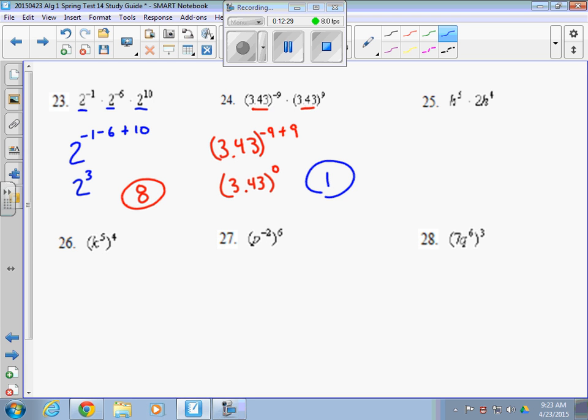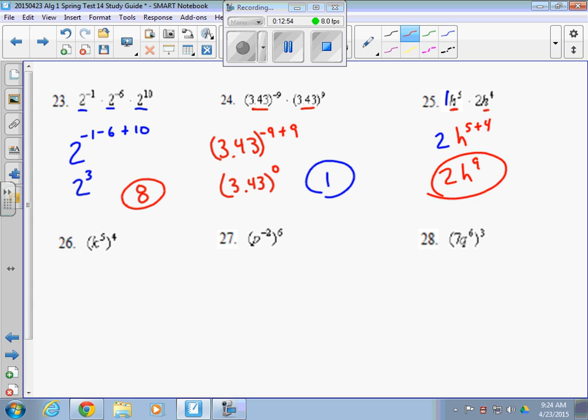This next one, if you need to look at the coefficient 1, you can. 1 times 2 is the number 2, and then you have the same bases, h and h. So just like the problems before, 23 and 24, you add the exponents. H to the 5 plus 4 is 2h to the 9th.